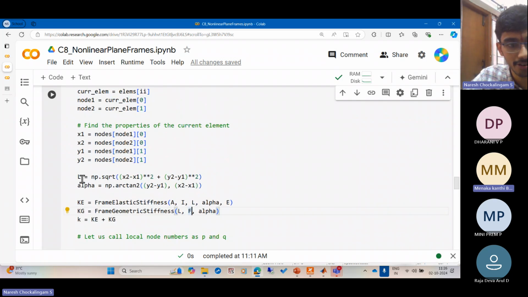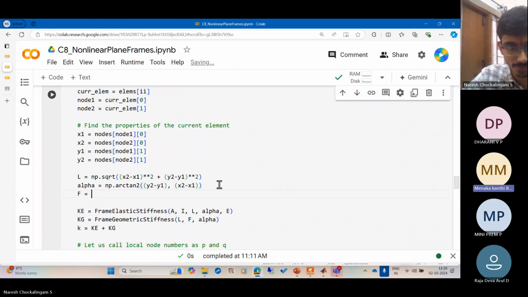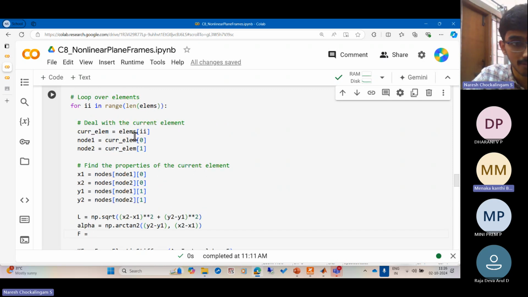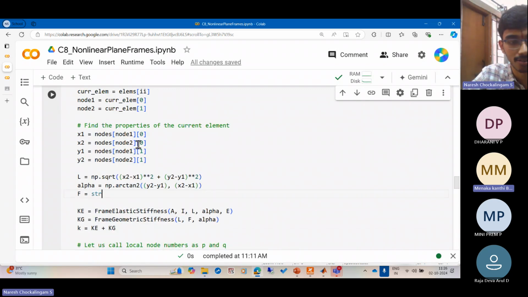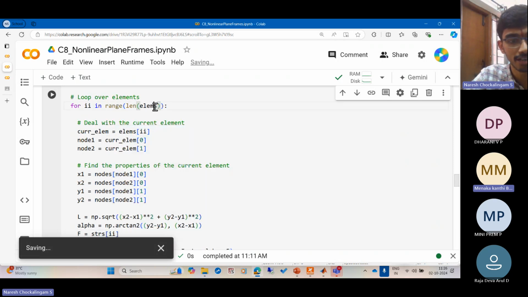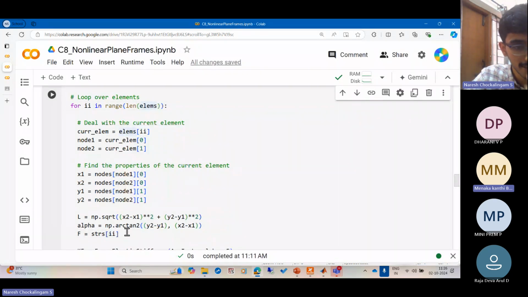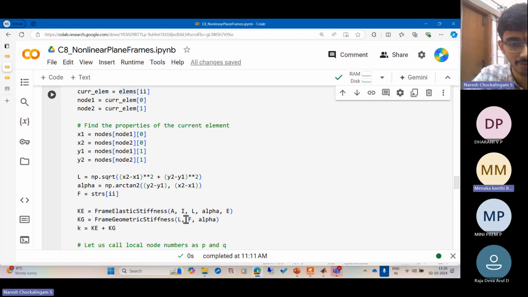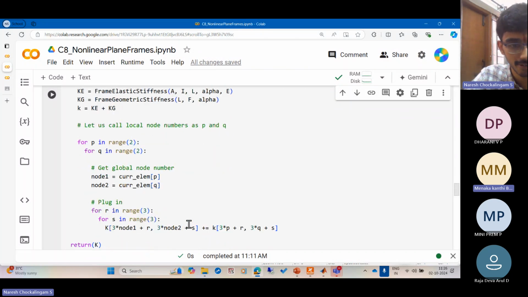So F, just like how L and alpha are, we are finding, similarly F is the current stress of II. Right? II is looping over all the elements. So corresponding to every element, there'll be a stress, and only the stress of the current element has to get into this one. Okay, so this is fine.